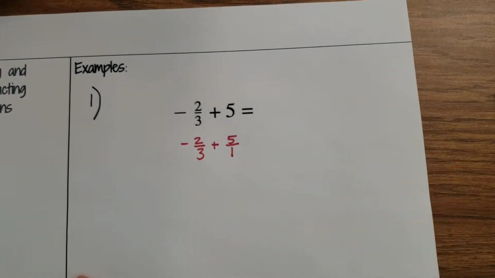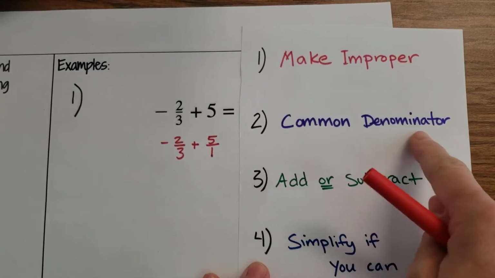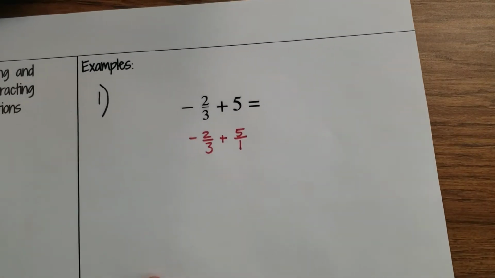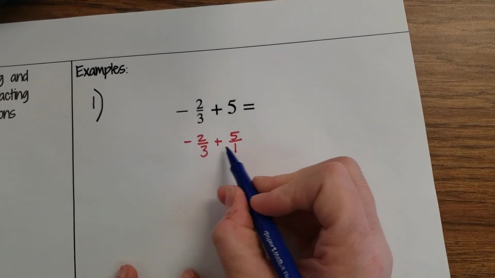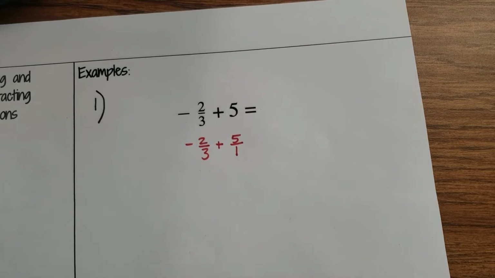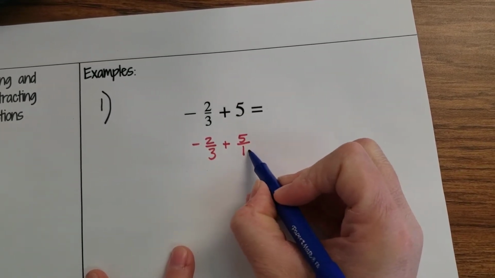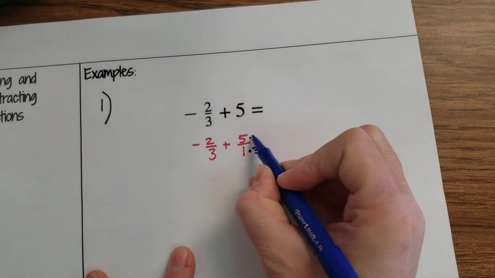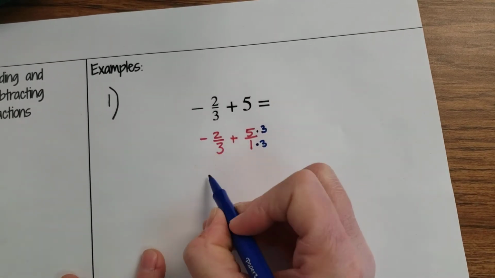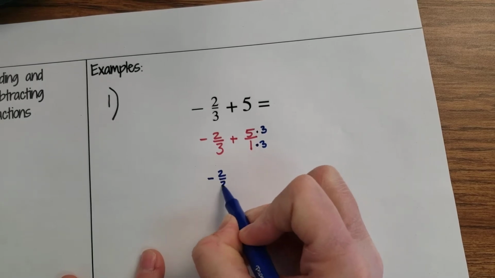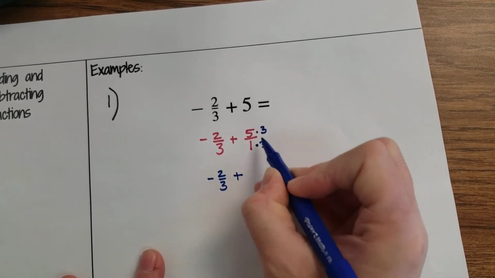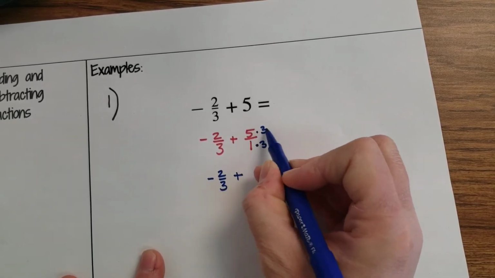Now, we're going to need a common denominator if we're going to add these two fractions together. Looking at 3 and 1, the least common multiple would be 3. Being that this is already thirds, I want to change the 5 into thirds. So I'm going to multiply the denominator and the numerator both by 3. The first fraction, negative 2/3, will stay the same because it is already thirds. And now I can write 5 as 15/3.